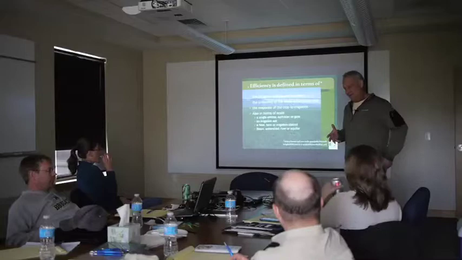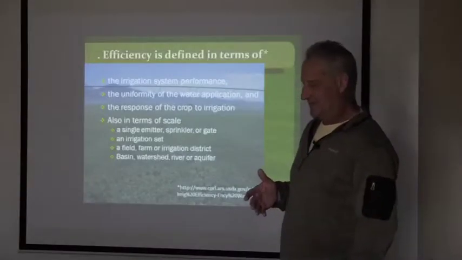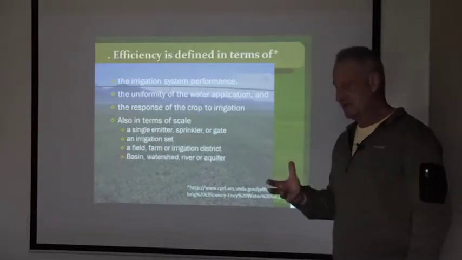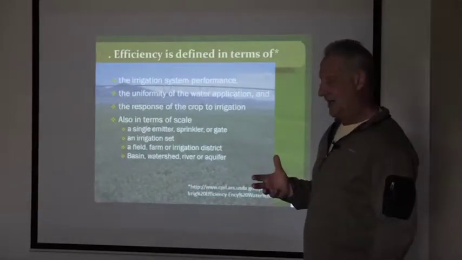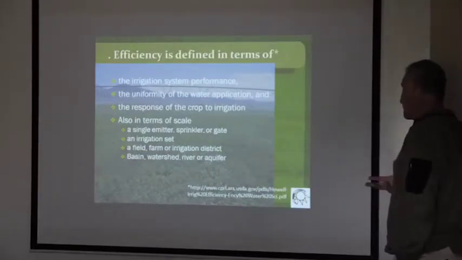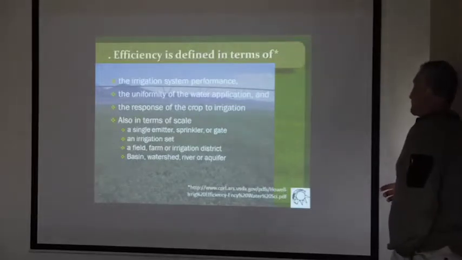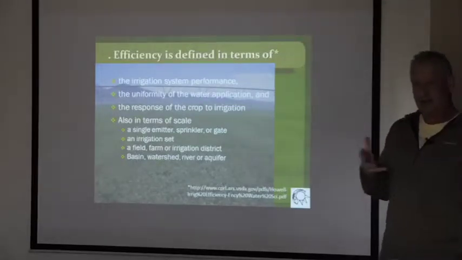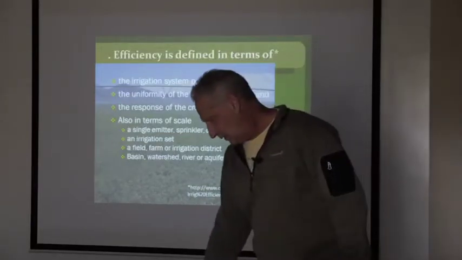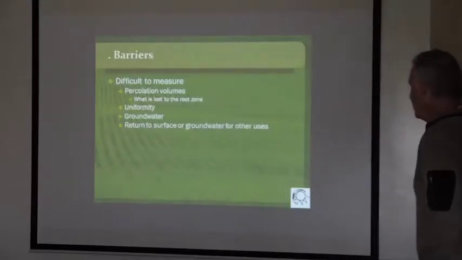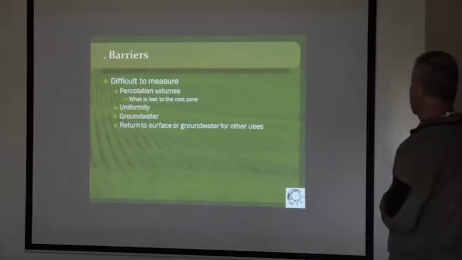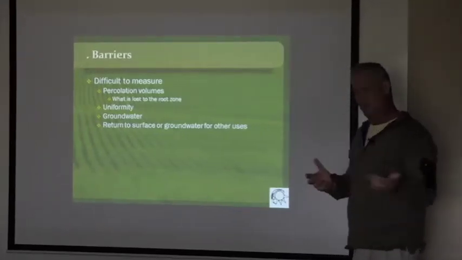Water and irrigation efficiency is defined in terms of both the size or scale of the system, as well as the irrigation system performance, how uniform the water application is, and the response of the crop. I mean, is the crop happy or not? These are quantities that tell us how good a job we are doing, how efficient our irrigation is.